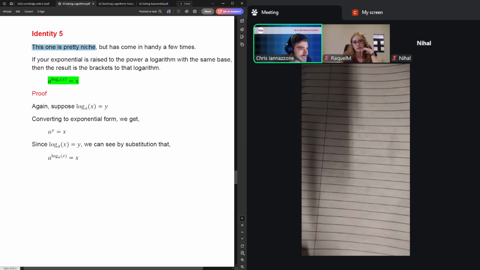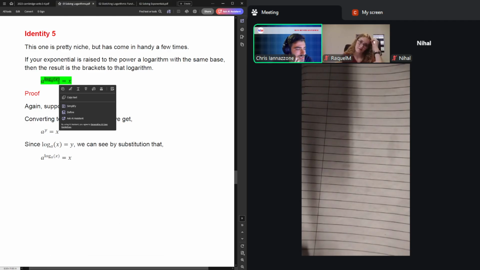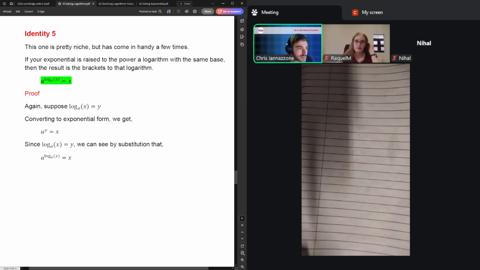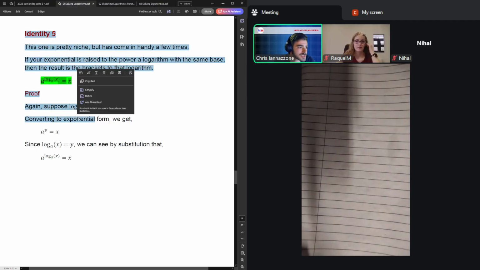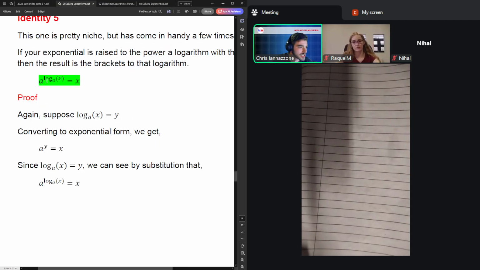I need to rewrite this. It's not niche anymore. I've seen a fair few uses of this. In mostly SACs and exams, what they'll do is they'll chuck a logarithm in the exponent of your exponential equation. Whenever you have that, it'll often be the case you'll be able to use this identity. Now, not always the case, but if it's in a question, it likely is.